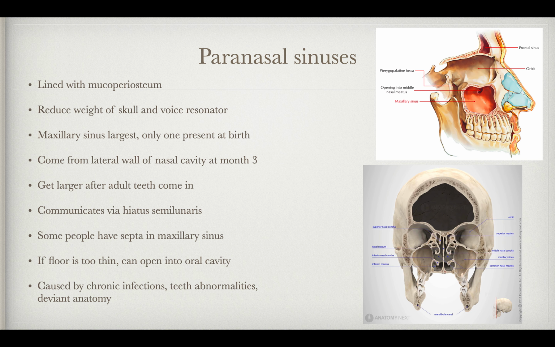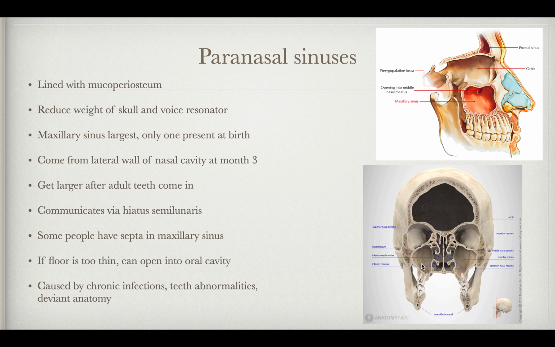Okay, so the paranasal sinuses are lined with the mucoperiosteum, and their purpose is to reduce the weight of the skull and is used as a voice resonator. So the maxillary sinus, as you can see right here, is the largest one. It's the only one present at birth.